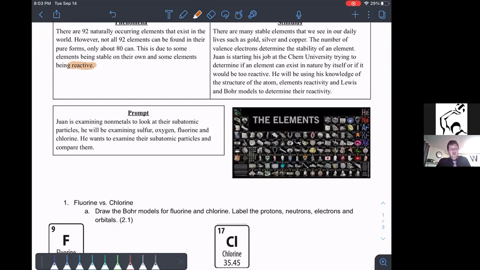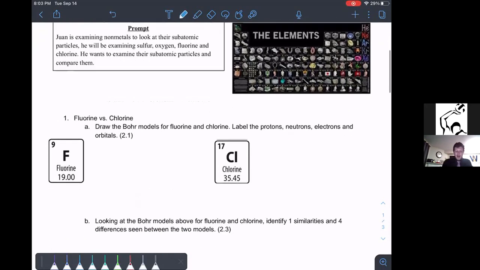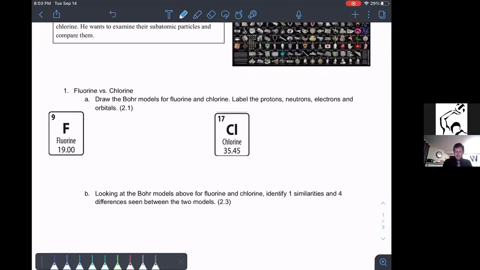And so what we're trying to do in this specific formative is we're examining nonmetals to look at their subatomic particles. And what we're going to do is we're going to look at the four: sulfur, oxygen, fluorine, and chlorine specifically, and we're going to compare their subatomic particles. So if we take a look first at fluorine versus chlorine, these two are both elements on our periodic table. They're actually both in row 17 or column 17 or group 17.